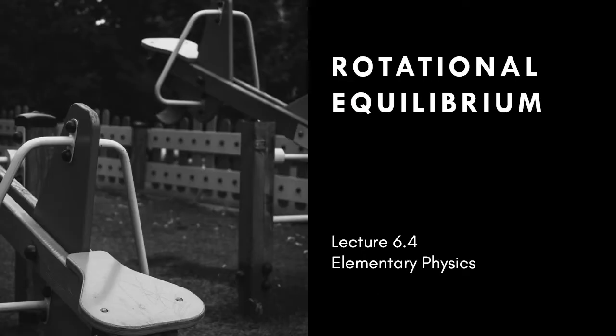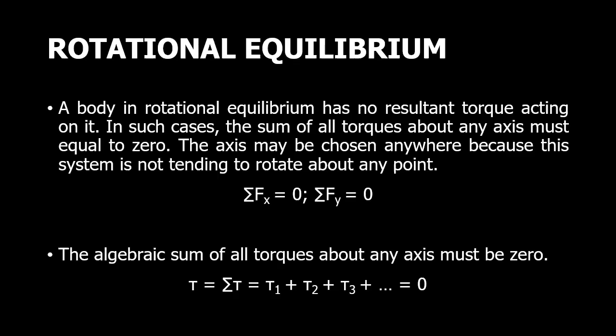Rotational equilibrium. A body in rotational equilibrium has no resultant torque. So, kahit anong apply mo na torque, kapag in equilibrium siya, wala siyang resultant torque. Malalaman natin kung bakit. In such cases, the sum of all torques about any axis must equal 0.